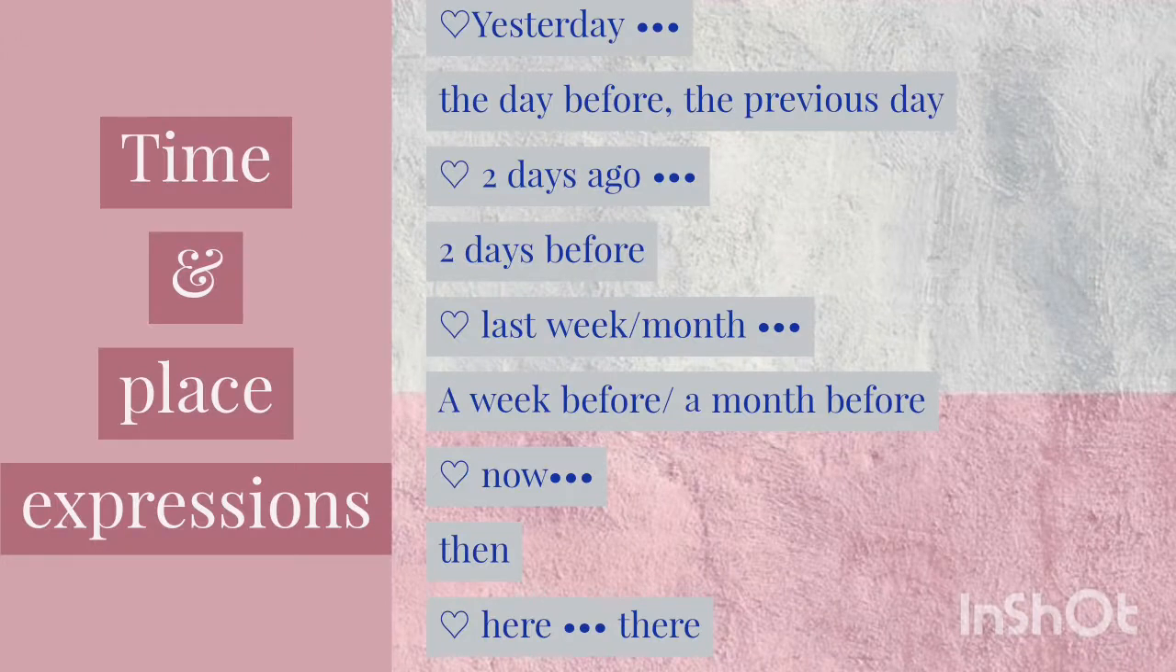The next thing is time and place expressions. Yesterday becomes the day before or the previous day. 2 days ago becomes 2 days before. Last week or last month becomes a week before or a month before. Now becomes then, and here becomes there.